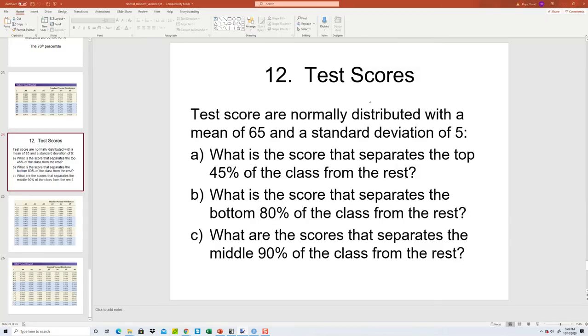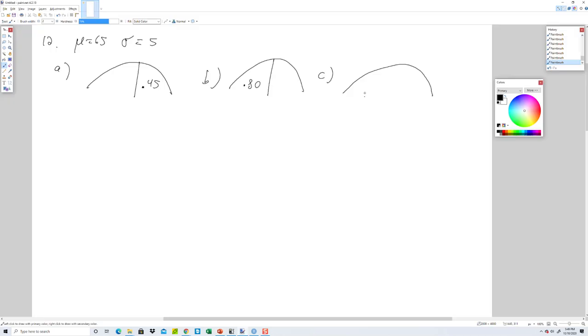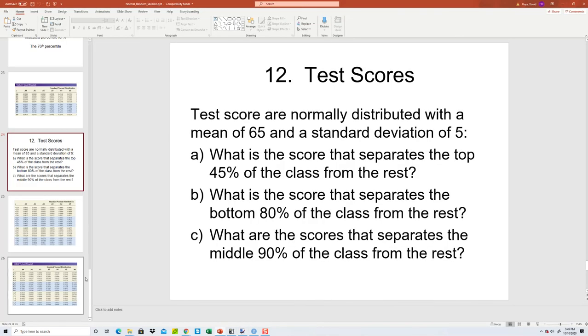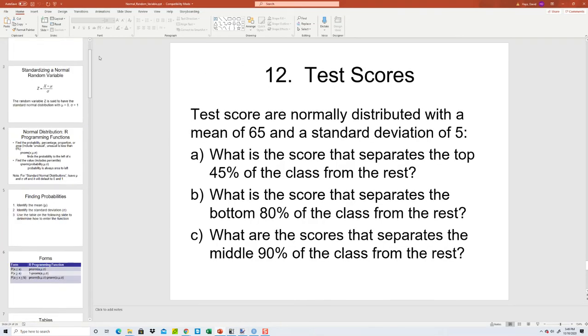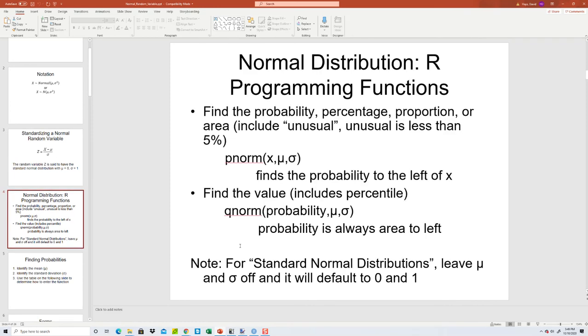And what is the score that separates the middle? Scores separate the middle 90%. So telling us the amount in the middle is 90%. Okay, so let's go to our table. Let's go to our formula. Remember, if you're finding the value, we're using Q norm. And Q norm's first parameter is probability, which is always the area left.